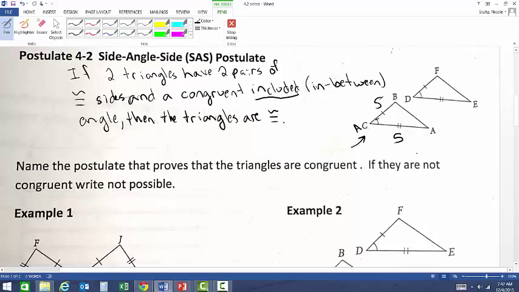If I moved this rainbow marking over here, then my angle would actually be outside. It would no longer be in between, and it would actually read as SSA, which is not a theorem. So we have to be really careful. That little rainbow marking has to be precisely in the middle of the sides.